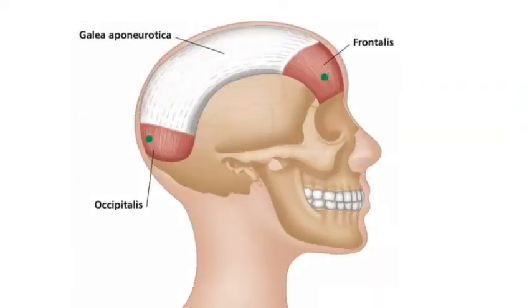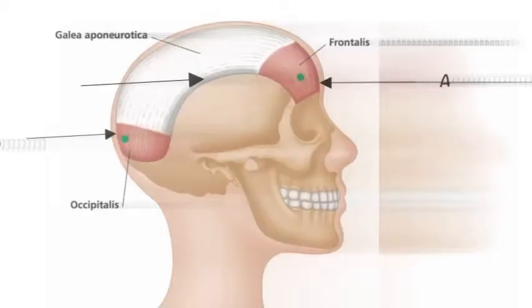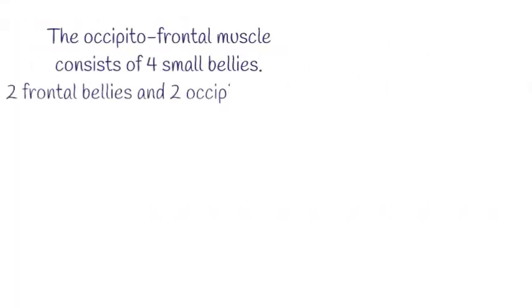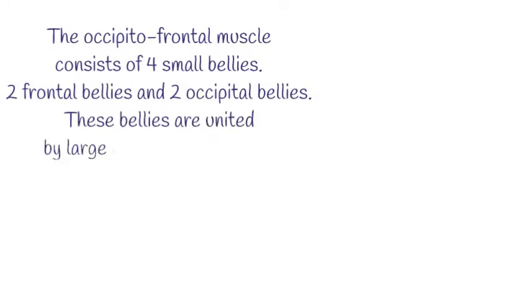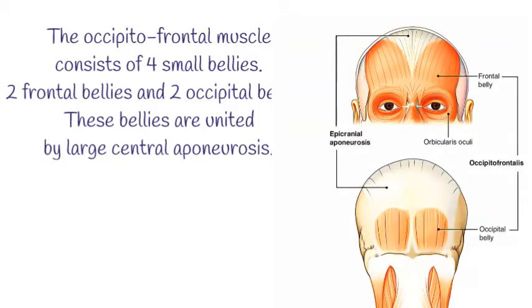On each side it is attached to the superior temporal lines. Anteriorly it receives the insertion of the frontalis. Posteriorly it receives the insertion of the occipital bellies and is attached to the external occipital protuberance. The occipitofrontalis muscle consists of 4 small bellies, 2 frontal bellies and 2 occipital bellies. These bellies are united by a large central aponeurosis.